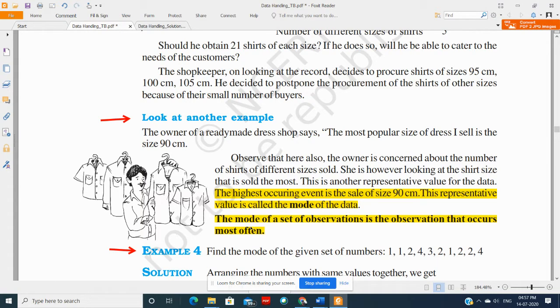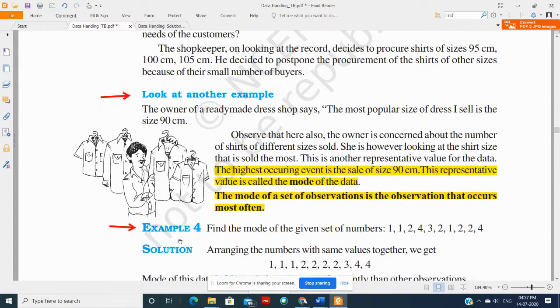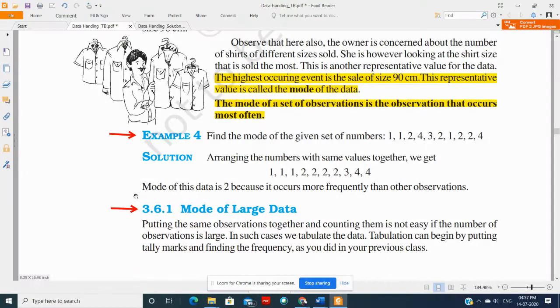But in case of mode, हमारा answer वही given data में से ही एक होगा, because basically what we are doing, we are actually taking the number which is being frequently repeated. Okay, so naturally ये वही number होगा जो given है. ठीक है. Right, so let's see our fourth example. Find the mode of the given set of numbers. Here these are the numbers given, right?